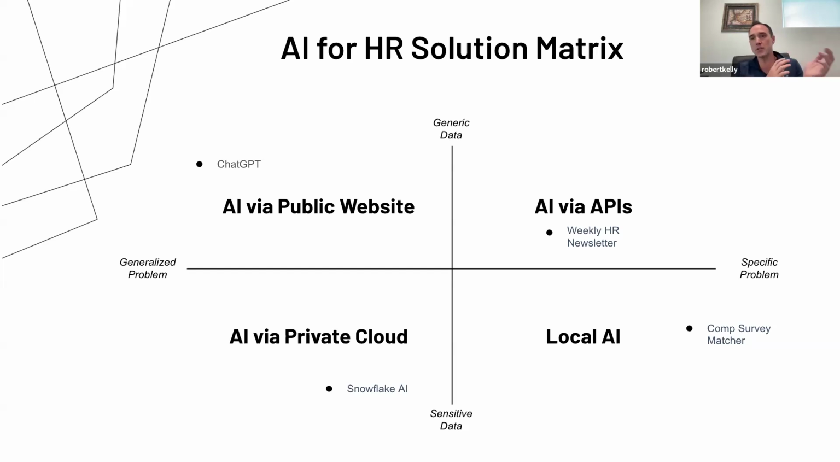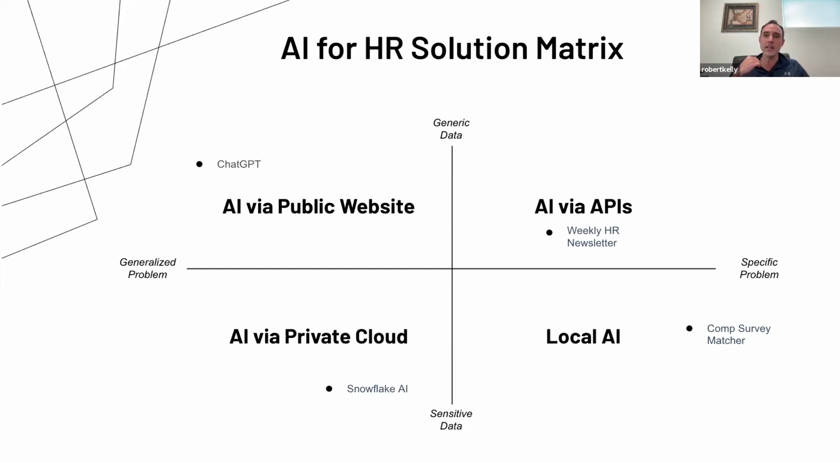And a perfect example of this that we've probably all used is ChatGPT. We think about this quadrant as AI via a public website, so accessible to really everyone. So ChatGPT is a perfect example of this. It solves generalized problems. I might use it for writing poetry. Someone else might use it for helping them write code. It's going to do a ton of different use cases.